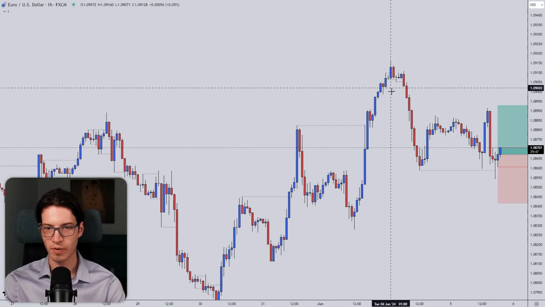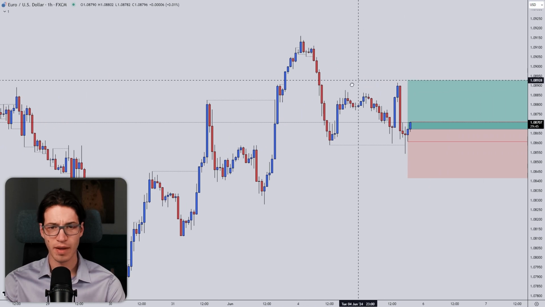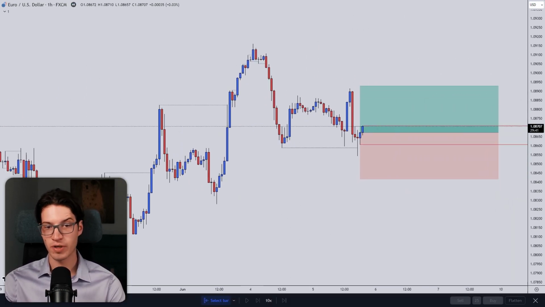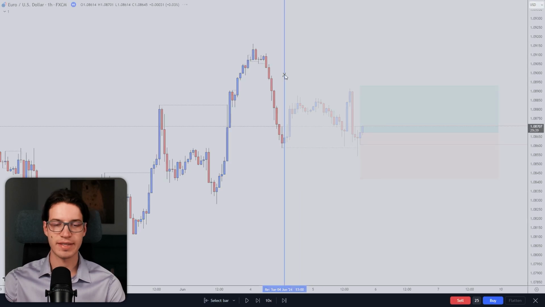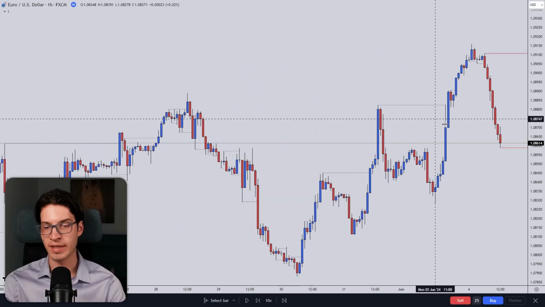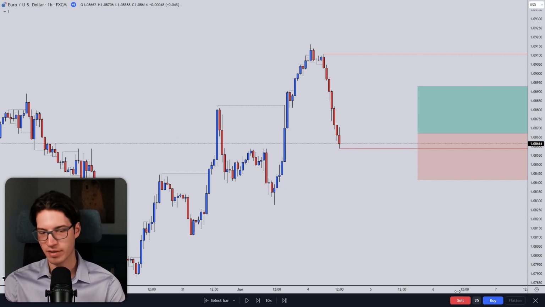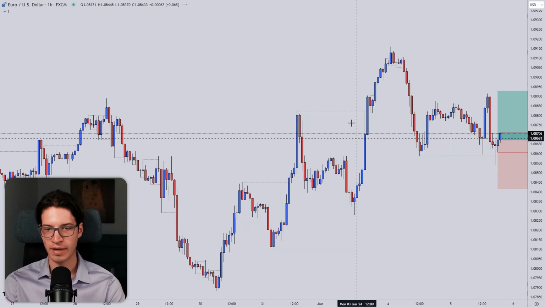Instead, price printed a wick, retraced. And then we went down a little bit. I was looking for a sell setup right here, but a sell setup did not form, or at least a high probability sell setup did not form. So I didn't take anything there either.